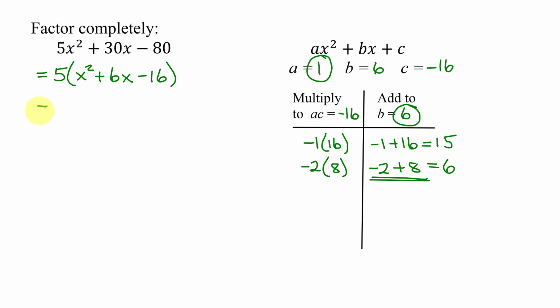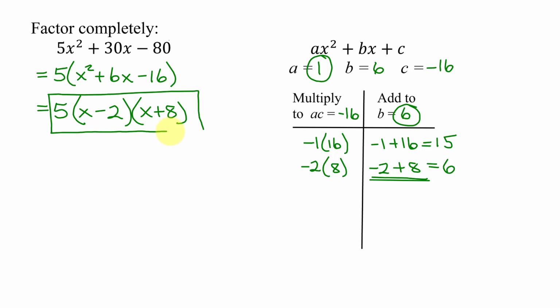So what I'm going to have is, don't forget, we must bring down our GCF of 5. And then I'm going to have the binomials x minus 2 times x plus 8. And now I have completely factored that trinomial. And if you want to check it, you FOIL out these two binomials, distribute in the 5, and you will get the original expression.